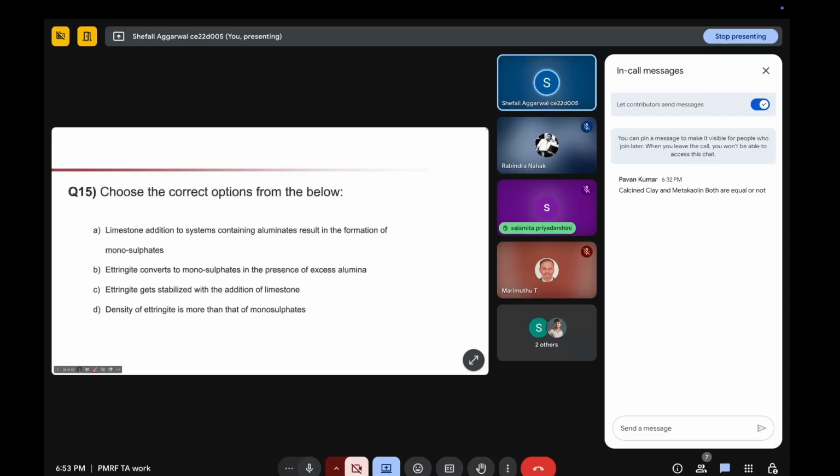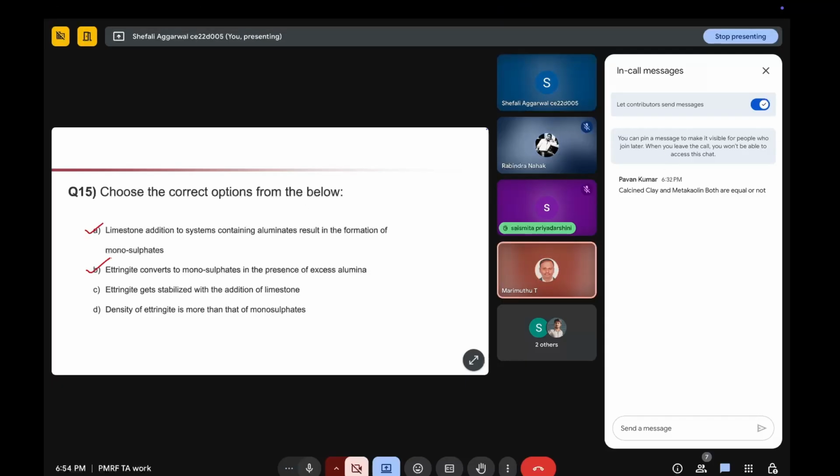Choose the correct option from the below. Limestone addition to systems containing aluminates results in the formation of monosulfates. Ettringite converts to monosulfate in the presence of excess alumina. Ettringite gets stabilized with the addition of limestone. Density of ettringite is more than that of monosulfate. Any idea? A, B, A and B, okay.